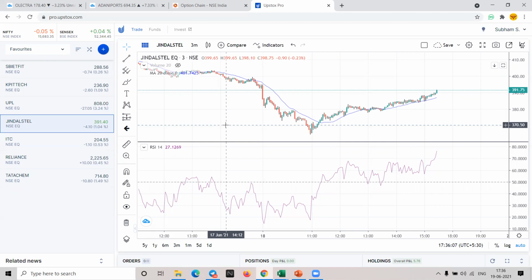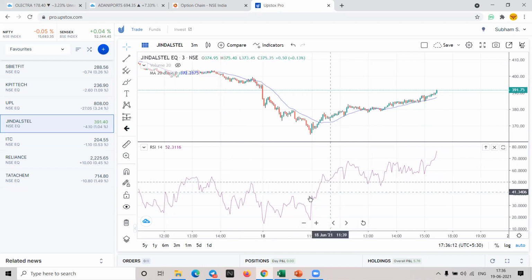So we are not using the overbought and oversold concept here. We simply use one limit, that is at 50. When the RSI value is above 50, we understand that the momentum is on the buy side, and when the RSI value is below 50, the momentum is on the bearish side.